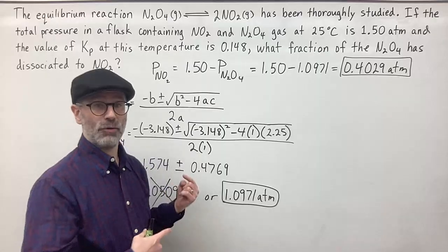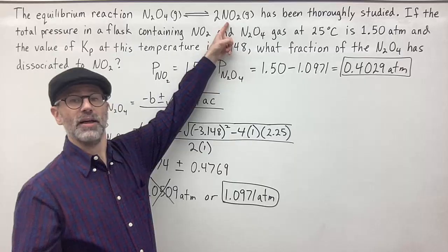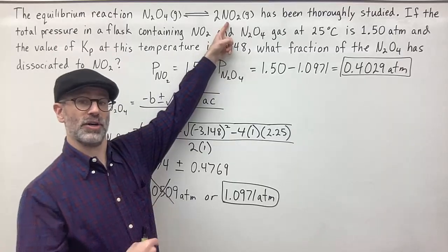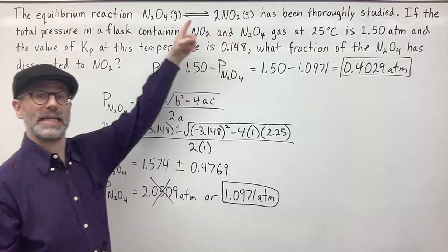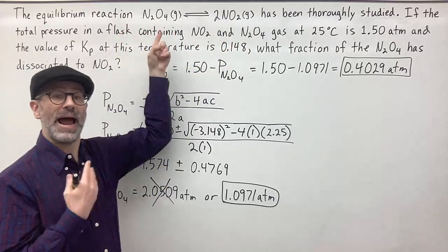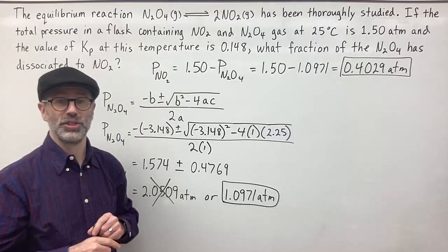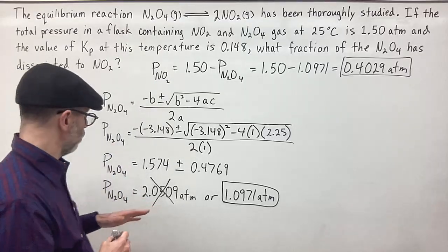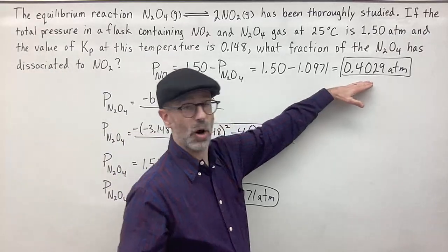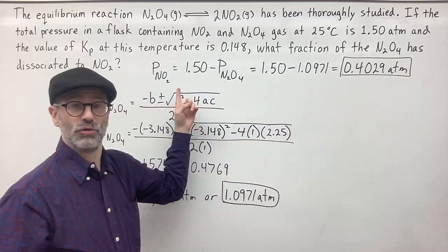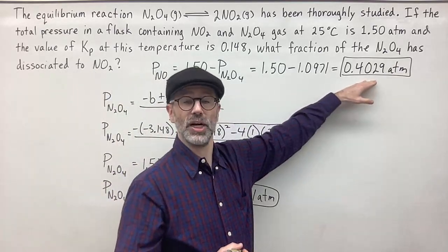So if we go backwards, if we know how much NO2 we have, then we can work backwards and say, if I have this amount of NO2, that came from half the amount of N2O4 because of that 1:2 ratio. So what am I getting at here? Notice that the partial pressure of NO2 at equilibrium is this pressure right here.